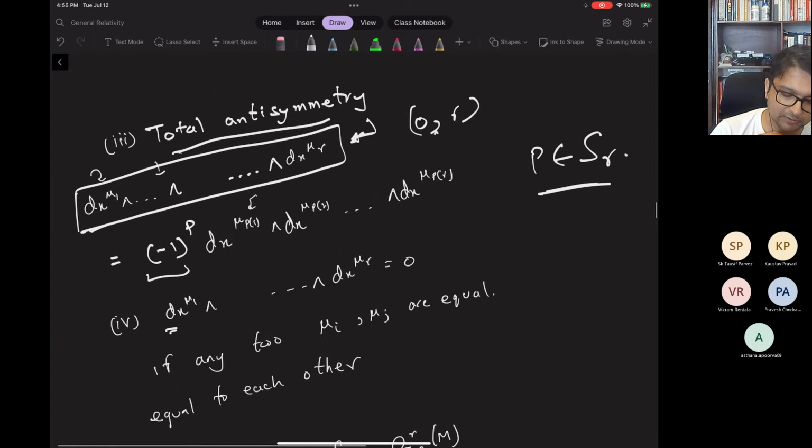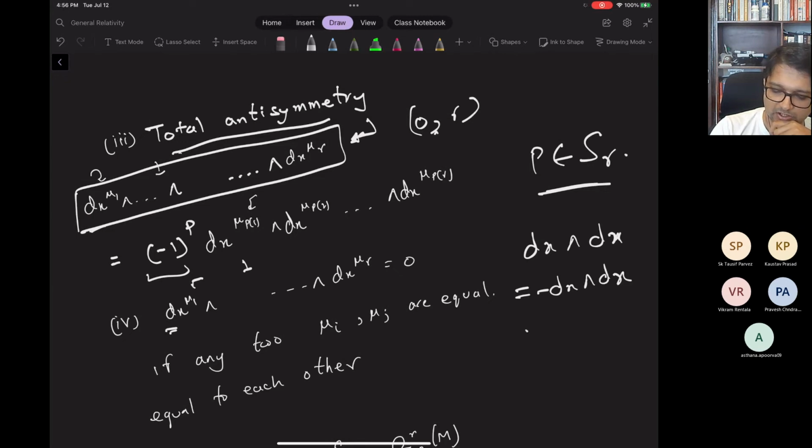And finally, if I have dx^μ1 wedge dot dot dot wedge dx^μr, and any two of these μi's are the same, for example dx wedge dx, we've already seen that this is minus dx wedge dx. So this is 0, because if an object is minus itself, then it's 0. In fact, if any two of these μi's are the same, then because it's a totally anti-symmetric object, if I exchange those two with each other, this is just 0. So if any μi and μj are equal, then this object is just 0.